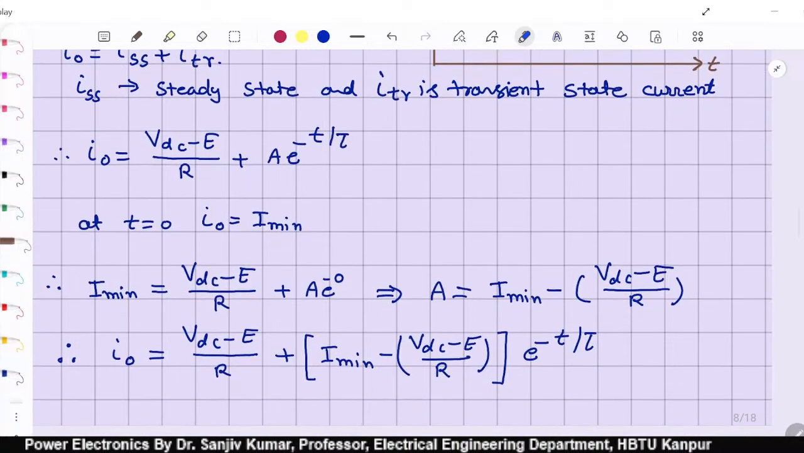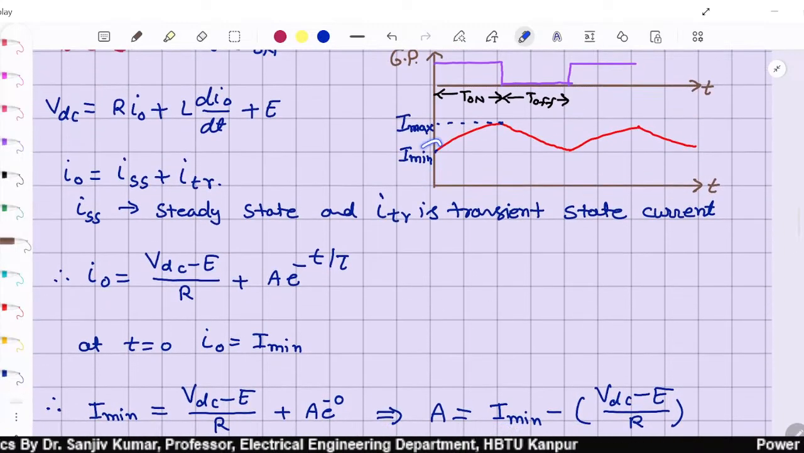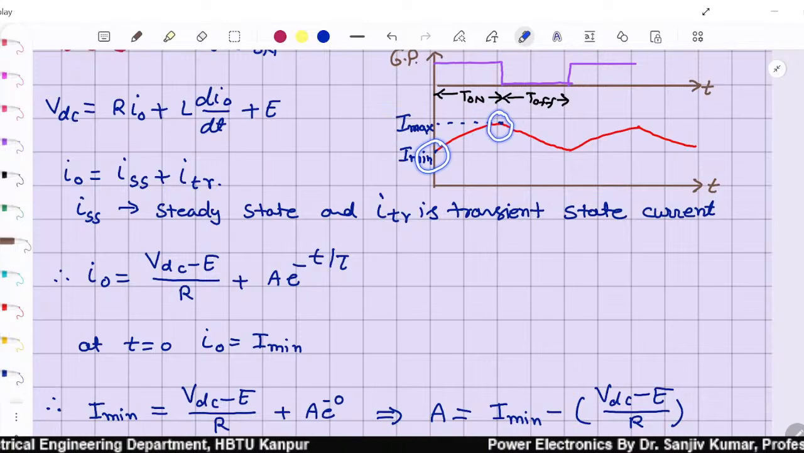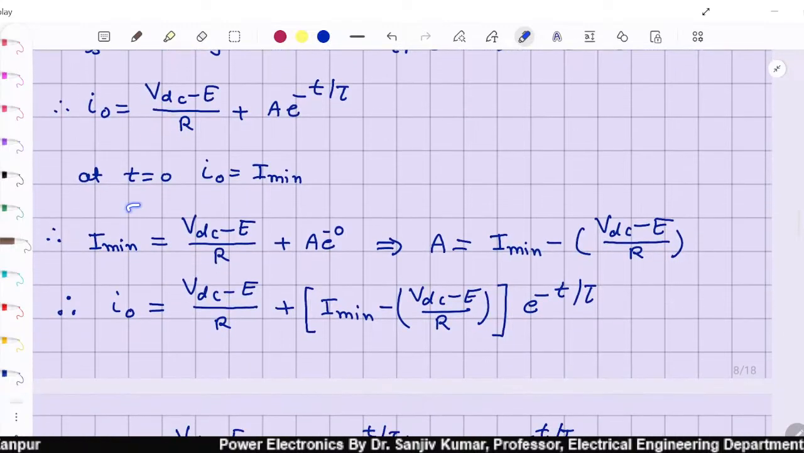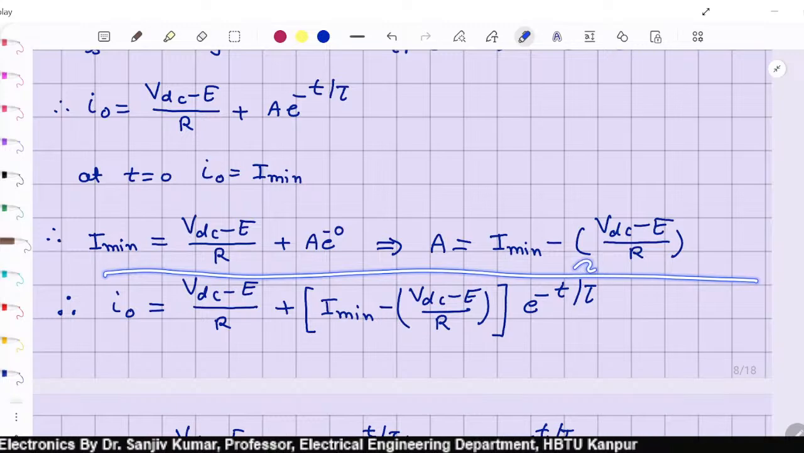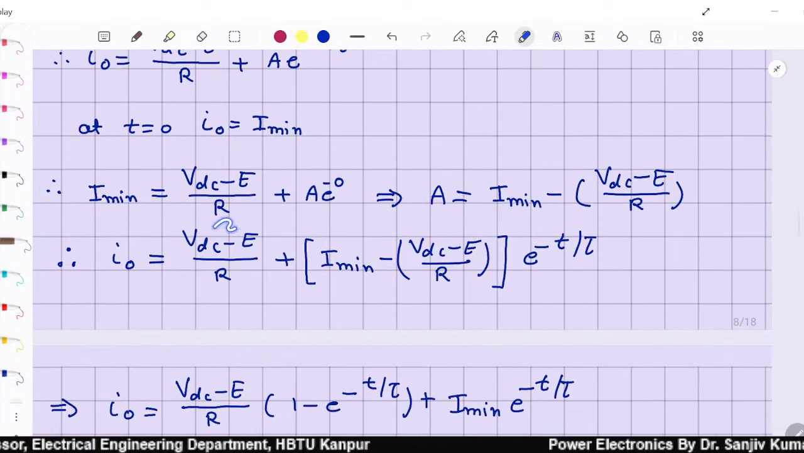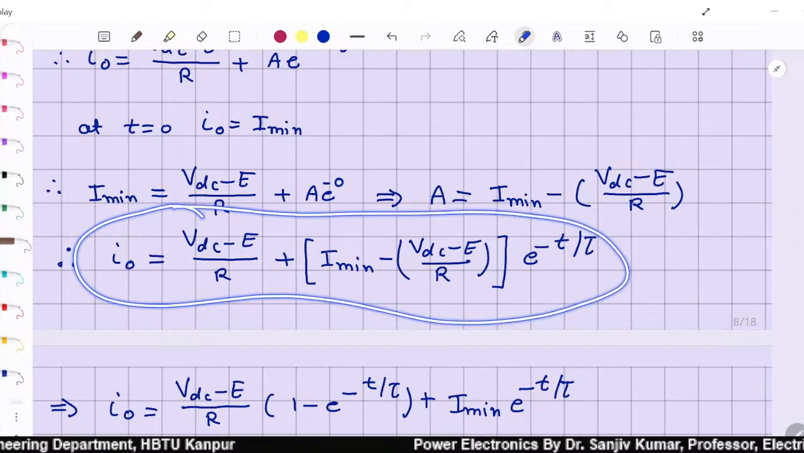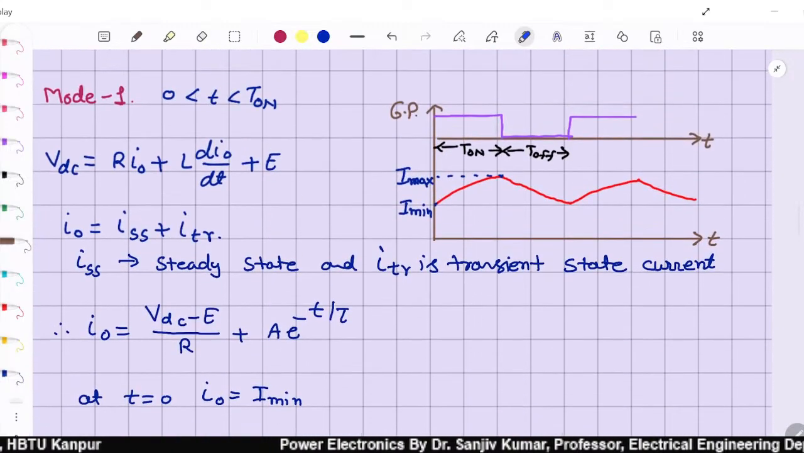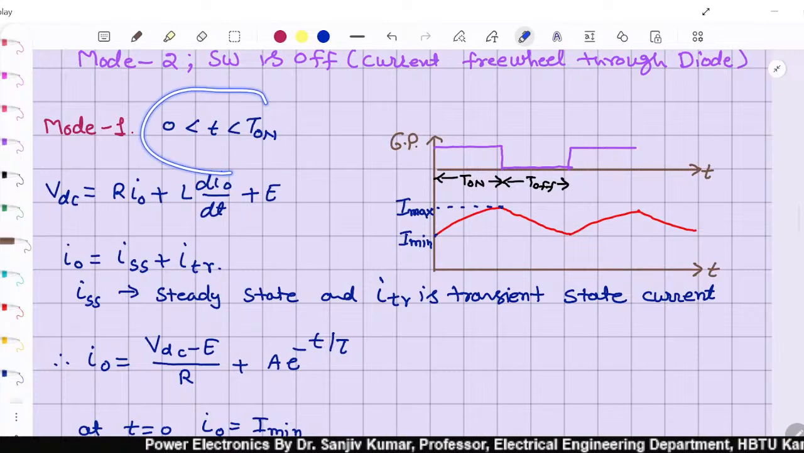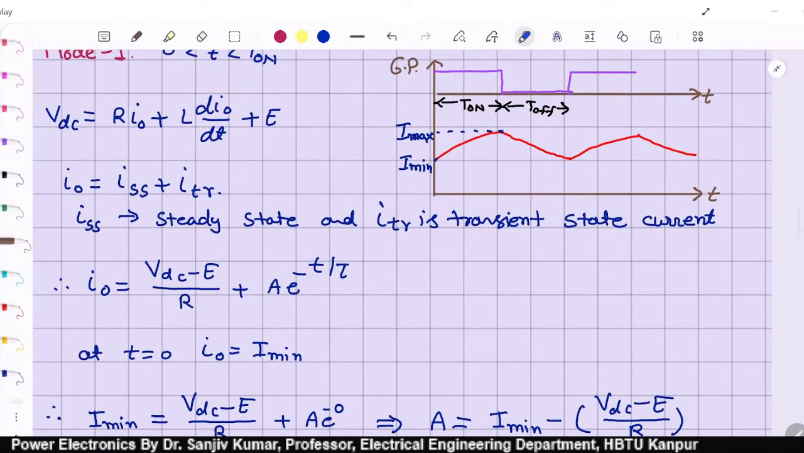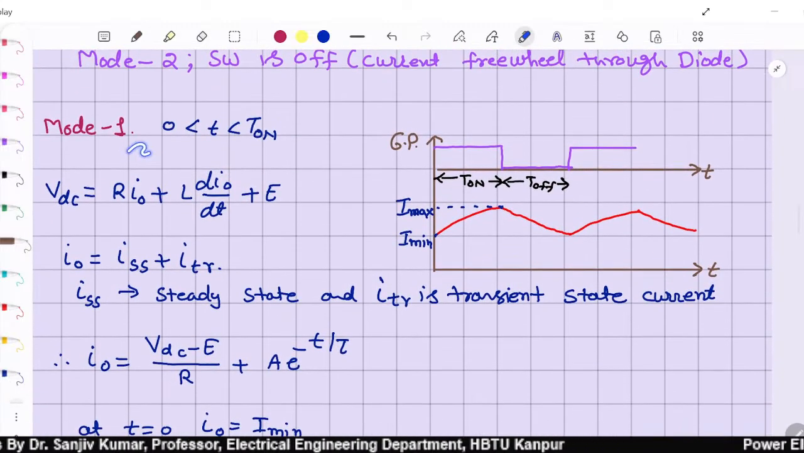Clear? You can notice at t equal to 0, current is I min, and when t equals T on, the current is at its maximum value I max. After putting these values at t equal to 0, I0 equal to I min, we get the value of A. Once you have this constant, you can find out the instantaneous value of current during on period. Mind it, it is applicable only for the duration of 0 to T on. Clear?